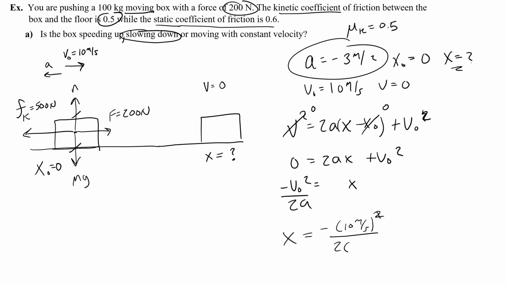And I have to be careful to use a negative 3 so that I get a positive answer when I put everything together. So this is positive 100 meters squared per second squared. I'm sorry, negative, because you square, then you do the negative, over negative 6 meters per second squared, which gives me a positive 16.6 repeating meters. So that's how far forward the box has gone. And it's over.